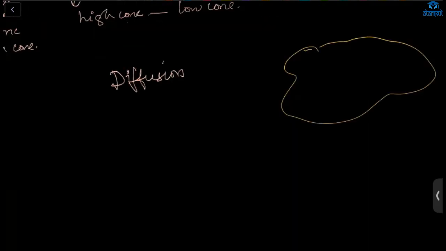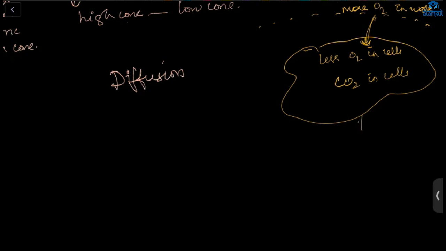So, this is a cell, an amoeba cell. If there is more oxygen in the water and less oxygen in the cell, what will happen? Oxygen will come inside this cell, and here respiration will happen, so the O2 will be used up and more carbon dioxide will be present. Then the carbon dioxide will diffuse out of the cell because there is less carbon dioxide outside the cell. This is how diffusion happens.